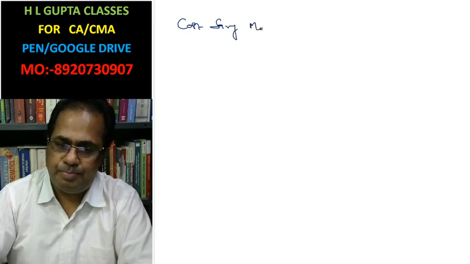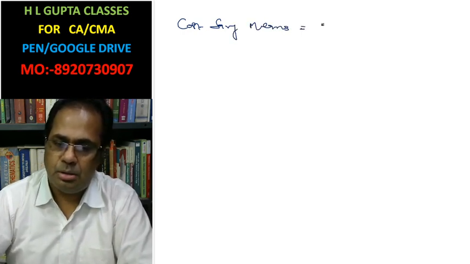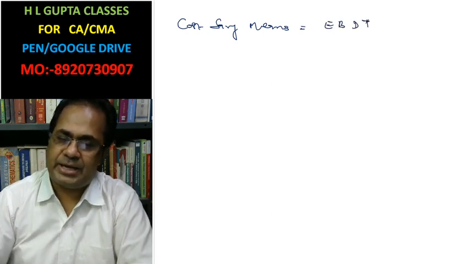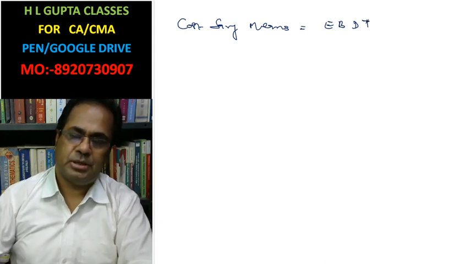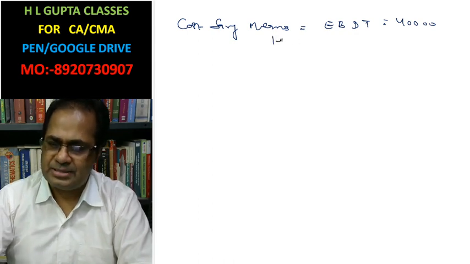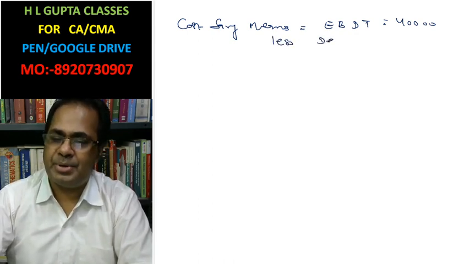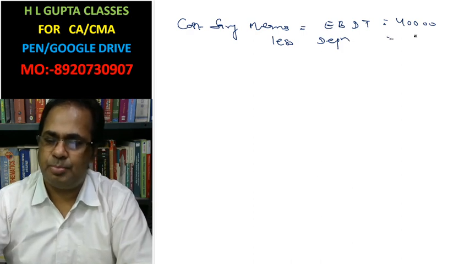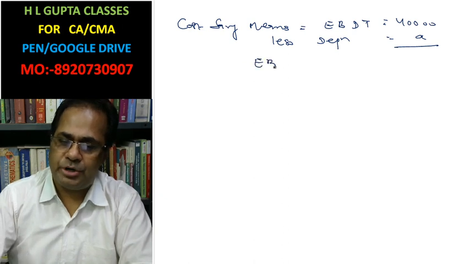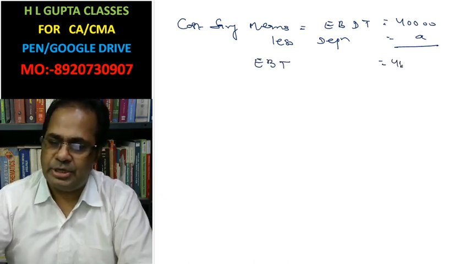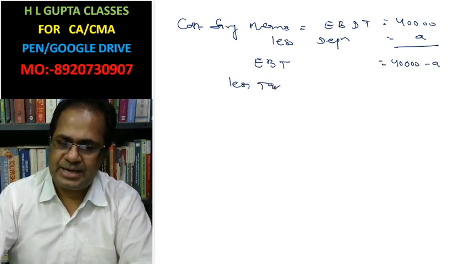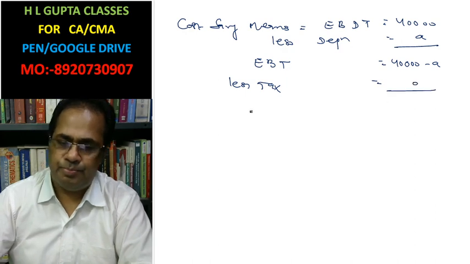Cost saving means earning before depreciation and tax. Suppose this is the 40,000 here. Less depreciation. Suppose information of depreciation is given as A. Now earning before tax is 40,000 minus A. Less tax. Tax is 0.